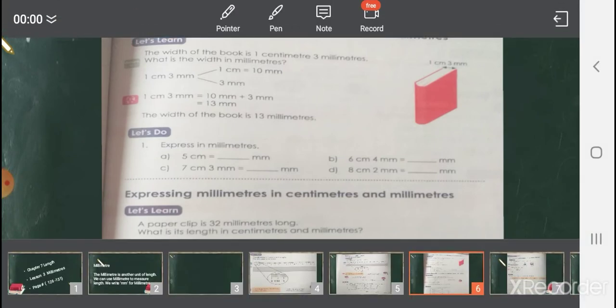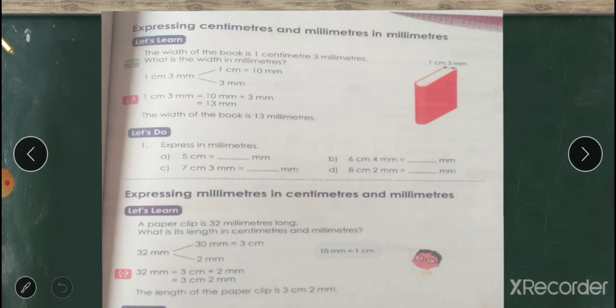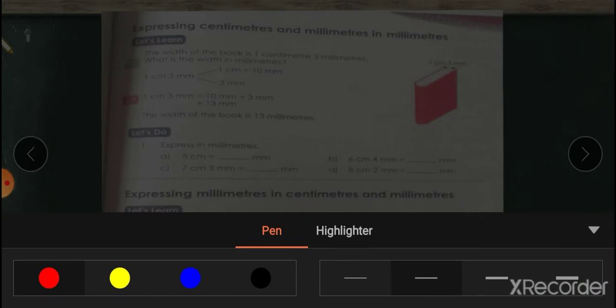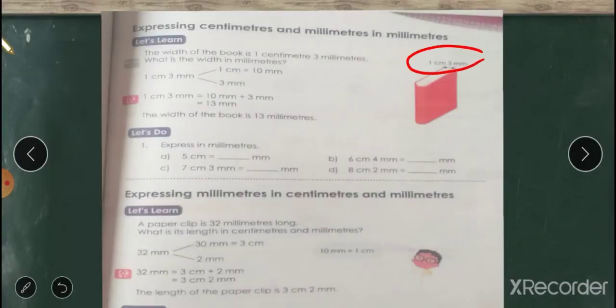Expressing centimeters and millimeters in millimeters. Now here the width of the book is 1 centimeter and 3 millimeters. What is the width in millimeters? So what is the width of the book? That is 1 centimeter and 3 millimeters. What do we need to do? We have to convert the width of the book into millimeters.